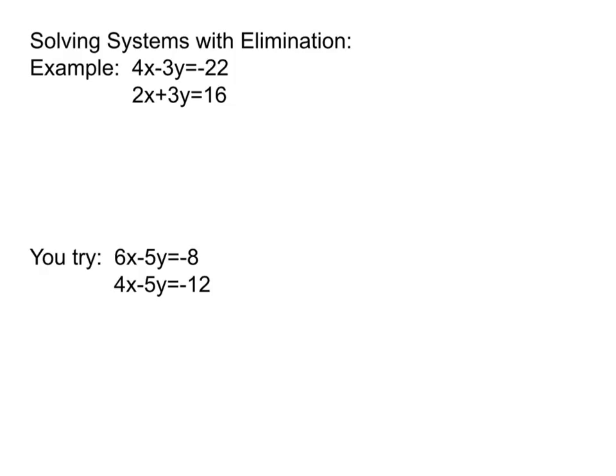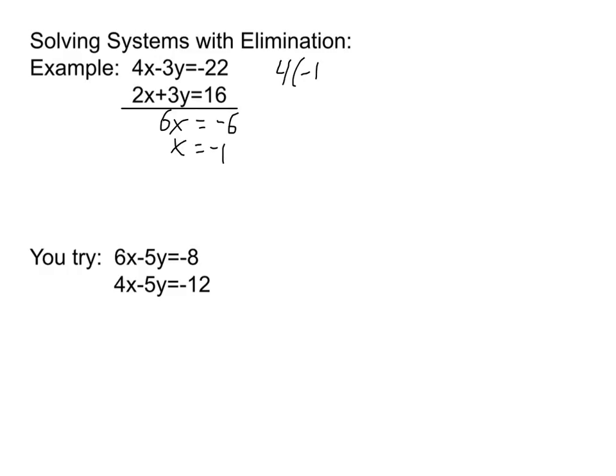So the goal is to eliminate one of the variables. If the coefficients in front of either variable are the same but opposite, and we add them, like for this example, they're already the same but opposite in sign, if we add these equations up, we'd get 6x, the y's cancel, equals negative 6. So I know x is equal to negative 1. And then I can plug that into either equation. I'll just do the top one.